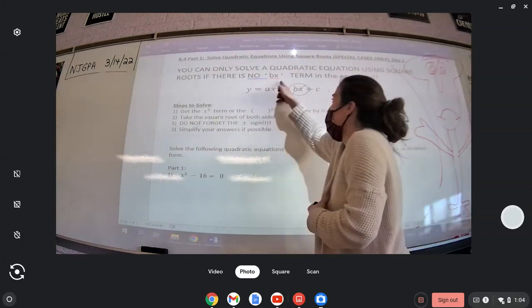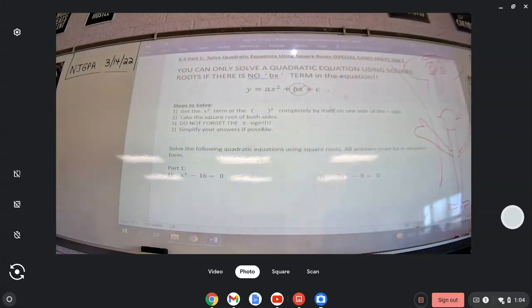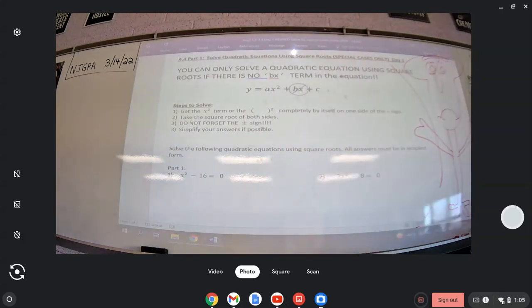I can take the square root of an ax squared. Guys, it's a squared term. I'm going to unsquare it. But I can't take the square root of bx. I can't take the square root of just x and know what that's going to get me, because I can't unsquare just x without knowing who x is. So there's not allowed to be a bx term. So if you're going to use square roots, there cannot be a bx term.